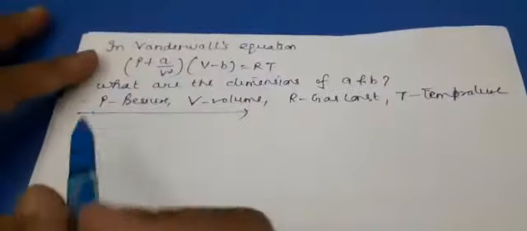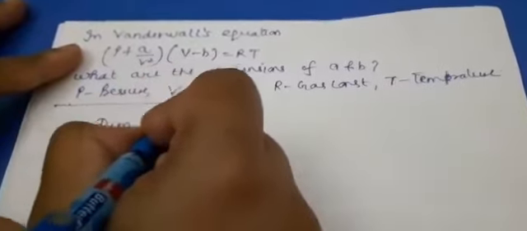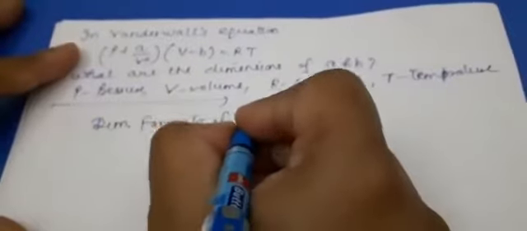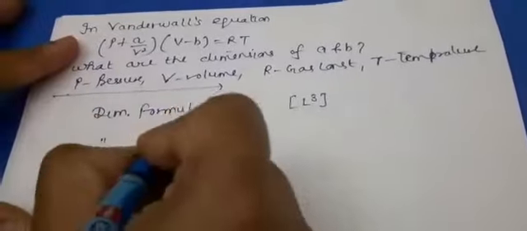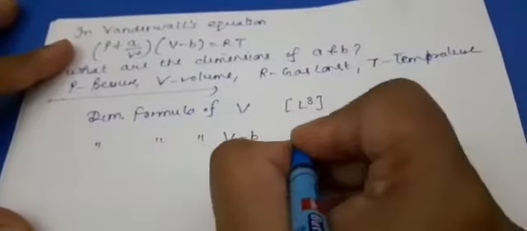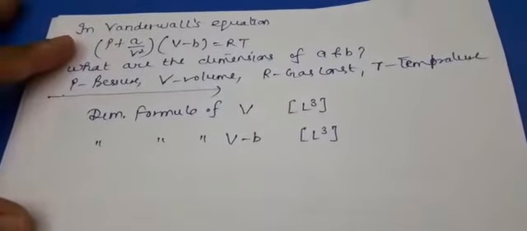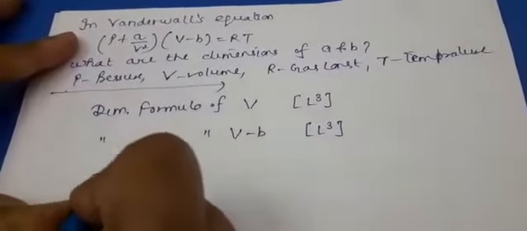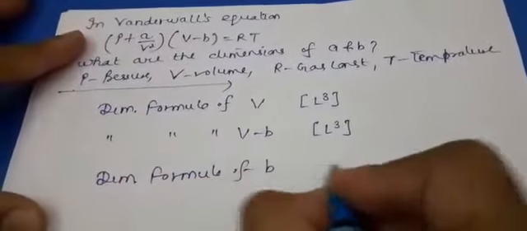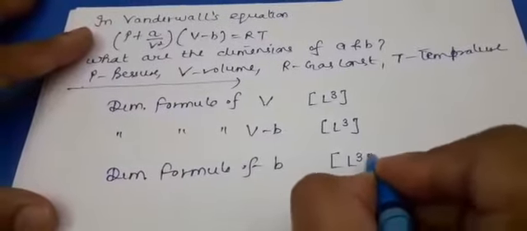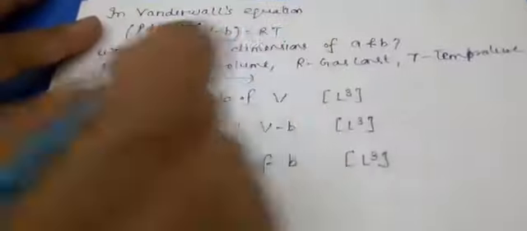Now how to start? As V is volume, the dimension formula of V, volume, is L raised to the power 3. So the dimension formula of V minus b must also be L³. Only like quantities can be subtracted. Therefore, the dimension formula of b you can easily judge. Yes, it is L raised to the power 3. So this first portion we have solved.